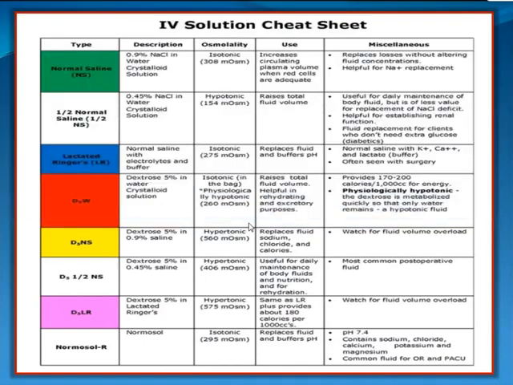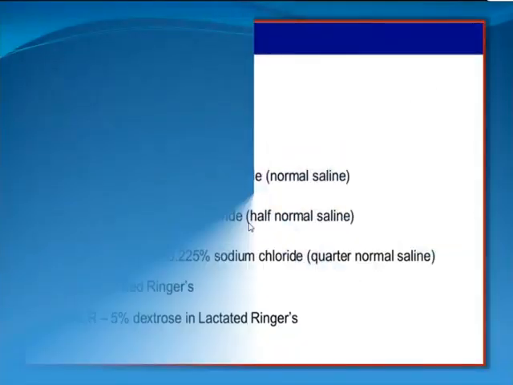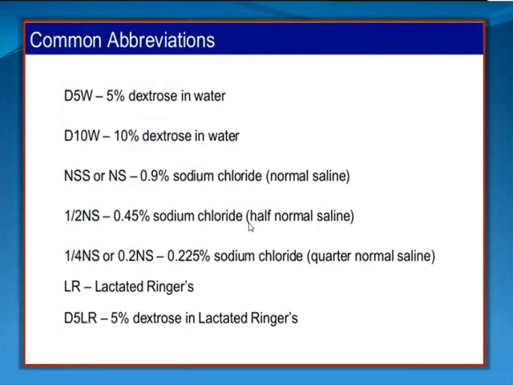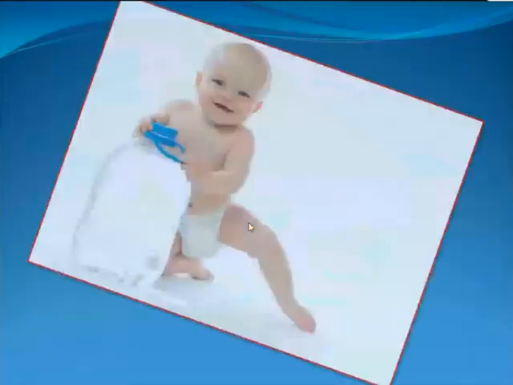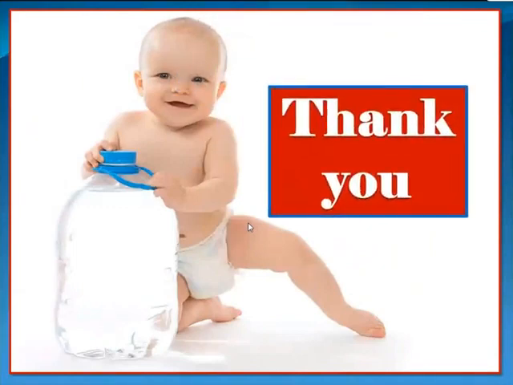This sheet shows the different types of fluid, the description, the osmolarity, the use, and the comments about it. It's better for you to review it. And these are the abbreviations for the IV fluids. You should keep them in mind, because you will deal with fluids in your practice in this way: D5W, NSS, half NS, LR. So you should be prepared on these abbreviations. And now we reach the end of our session. Thank you. Do you have a question?